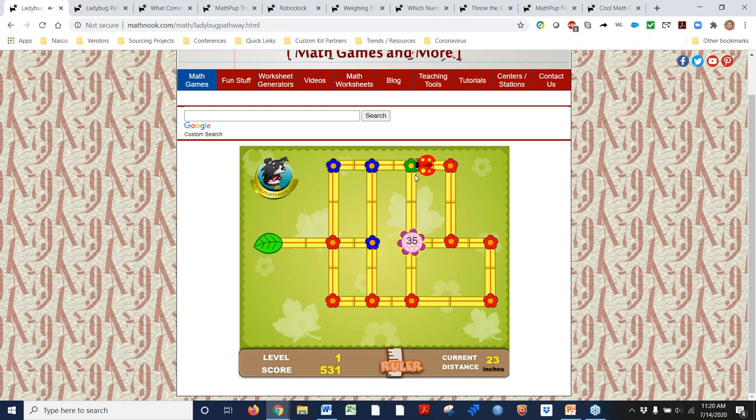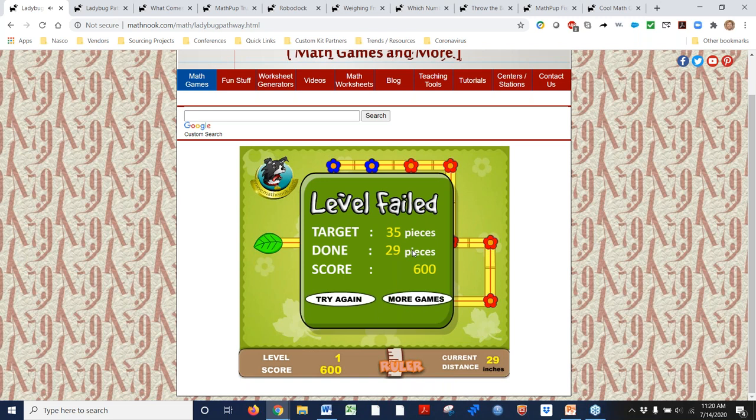Now I'm at 25. So notice I didn't measure where to go. Now I'm thinking, oh, wait a minute, I can't go this way now because it's not highlighted. So notice that I can only take one path. So when I come back down to here, I notice that, oh, I only got 29. And that's the reason why we use a ruler. So again, using measurement and incorporating it into the games. So that is our Ladybug game that we have there.